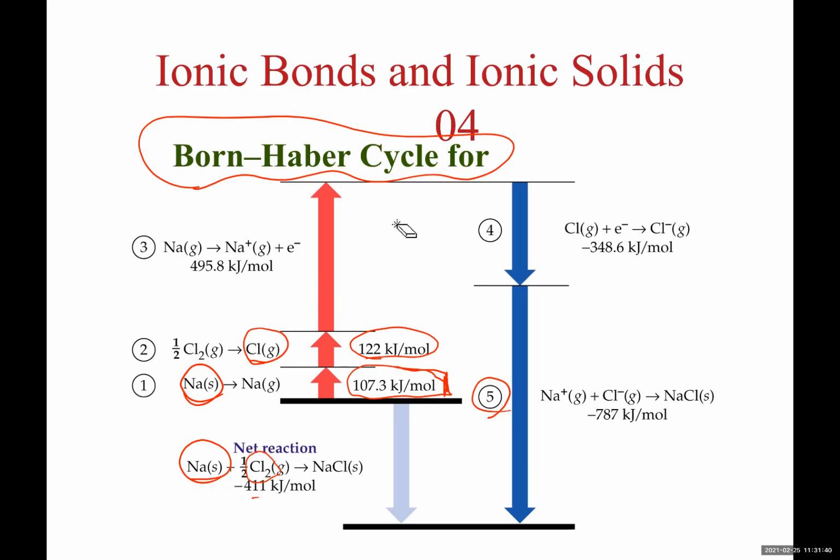Okay, now that I have gaseous chlorine and gaseous sodium, I have to go through the process of making the sodium cation by removing 1 electron. That is the energy of ionization. The first ionization energy of sodium is 495.8 kilojoules per mole.